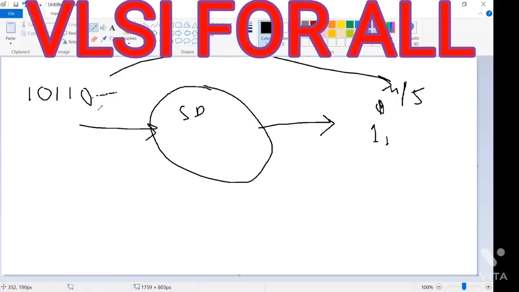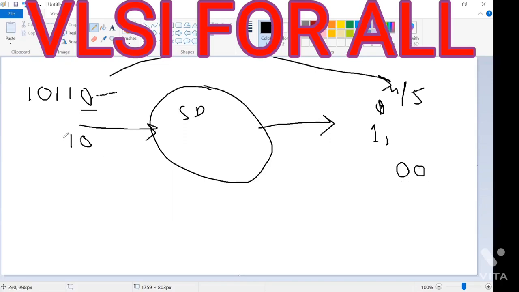Let's say you first drive 0. When you drive 0, you will get the output as 0 because this 0 is not divisible by 5. Then let's say you drive 1. This 1, 0 in decimal means 2. 2 is also not divisible by 5. So in the second clock cycle, you will also get the output as 0.